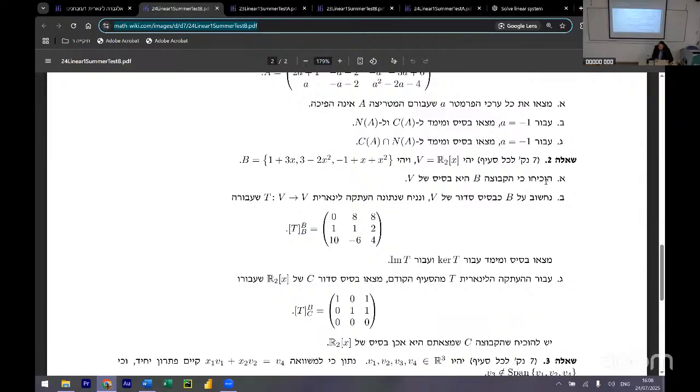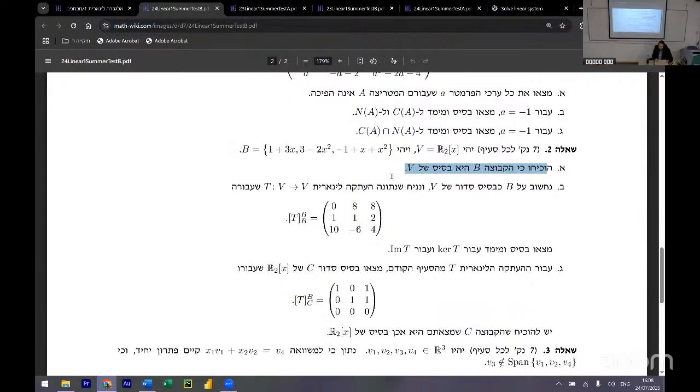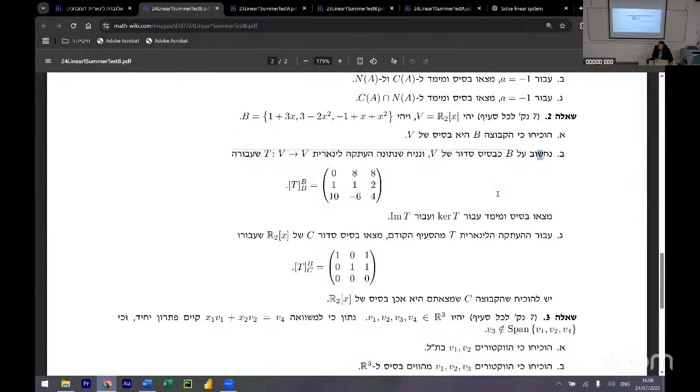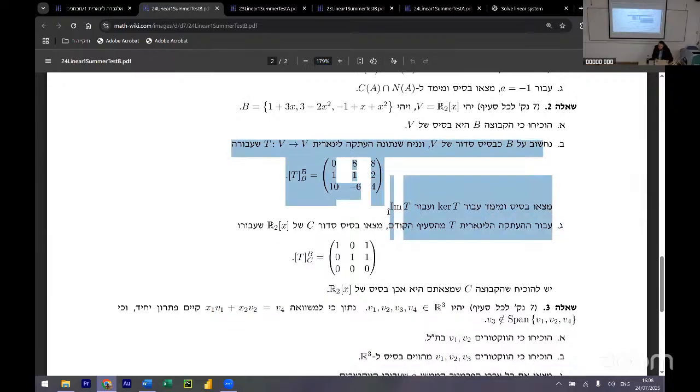Question number 2, prove this is a basis. It is up your alley, and this is a bit harder, but you can solve it. I won't copy it, but you can solve it as well.